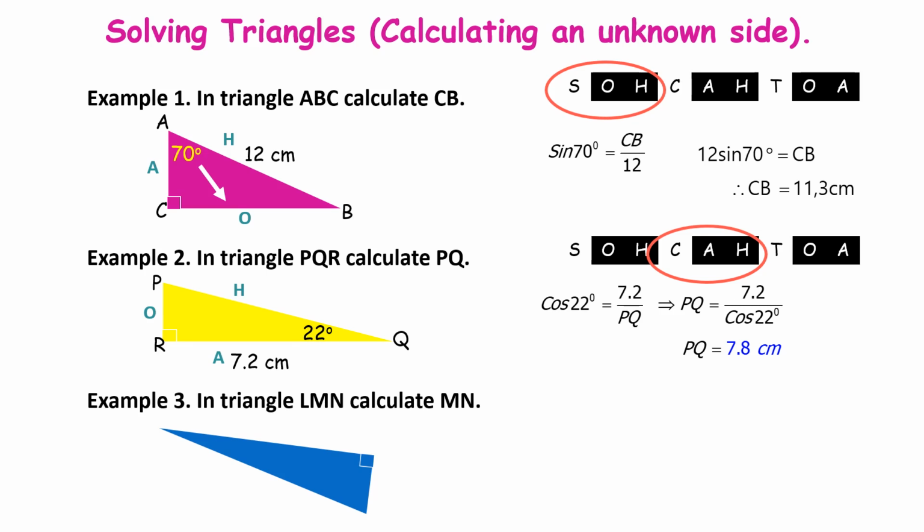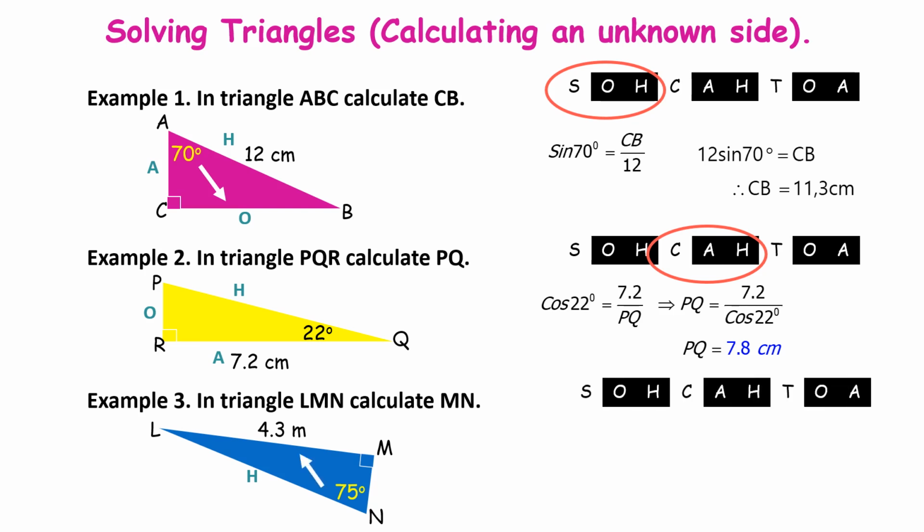So in triangle LMN, I want to calculate MN. So if we label the sides, LN is my hypotenuse, it's opposite the right angle. And if I use 75 degrees, then LM is going to be my opposite side, which leaves MN as my adjacent side. So I want to calculate MN, which is the adjacent side, and I've been given the opposite side. So the trig function that works with opposite and adjacent is tan. So tan of 75 degrees is the opposite side, so 4,3 over the adjacent side, which is MN.